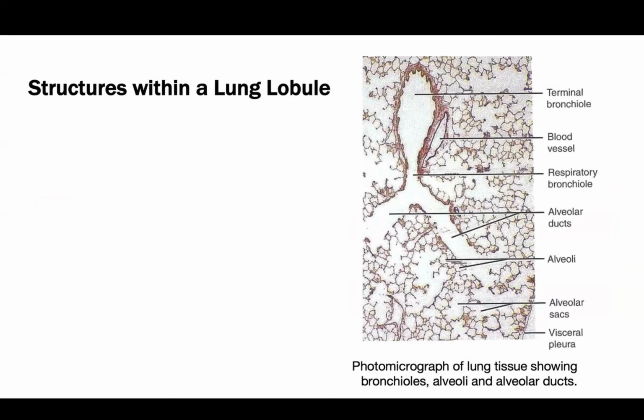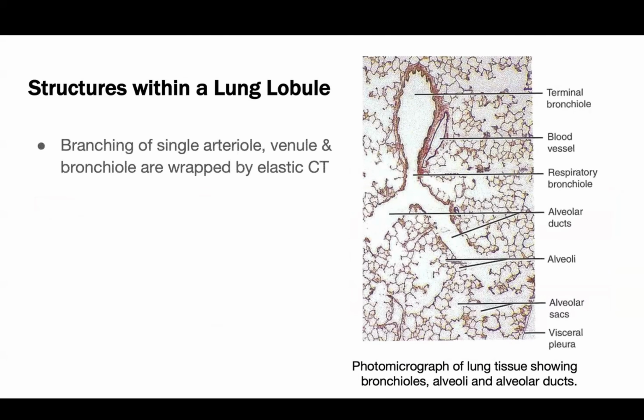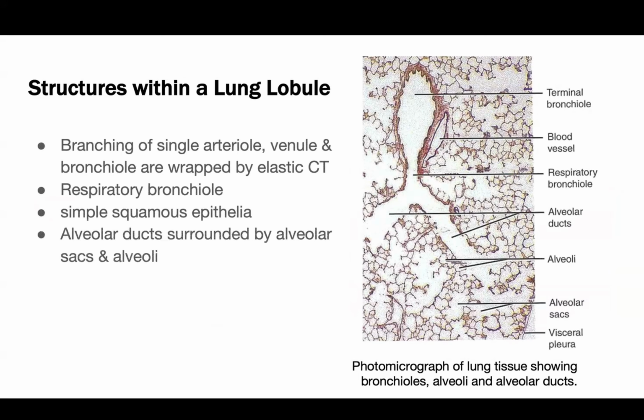Here's a nice little photomicrograph that shows the architecture within a lung lobule. You can trace the path. There's a terminal bronchiole that leads into a respiratory bronchiole. This is where limited gas exchange begins because you're transitioning into cuboidal and later squamous epithelia. This leads into alveolar ducts, which lead into alveolar sacs and later individual alveoli. Now, notice how the arteriole, venule, and bronchiole travel together. They're just wrapped in elastic connective tissue. It's basically organized as a little functional unit.